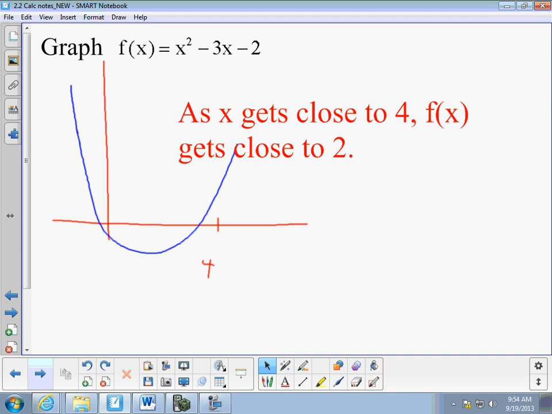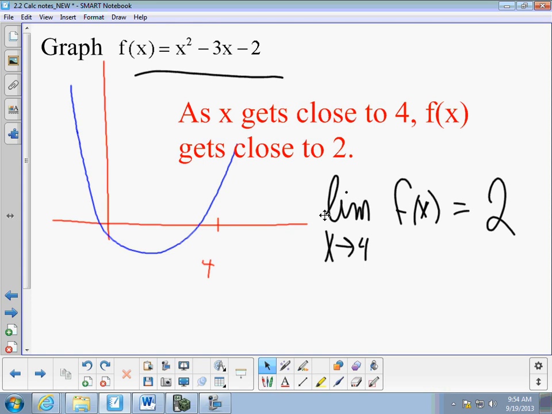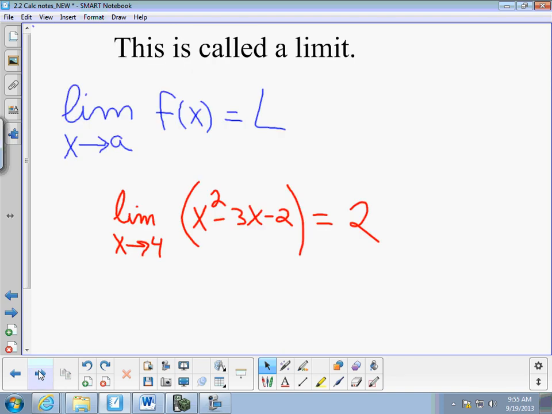So if I wrote the expression, the limit as x approaches 4 of f of x, this f of x, the answer would be 2. Not because it equals 2, but because it's approaching 2. I don't care what's going on at the point. I care about what's happening near the point. That's what that notation is then. That's called a limit. The limit as x approaches a of f of x is equal to L. L is the limit, the value you approach.